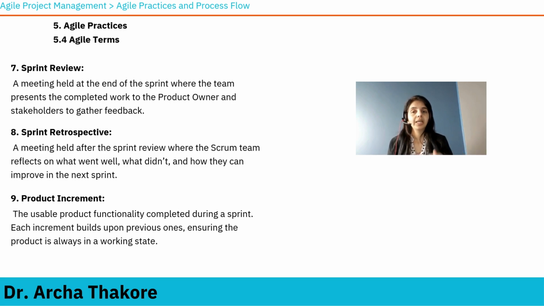All right. Then comes the retrospective. Based on whatever happened during the sprint and the sprint review, a retrospective is held. Retrospective is a meeting which is done after the sprint review, where the scrum team reflects on what went well, what we did good, what didn't go well, what were the problems, and how they can improve in the next sprint. That is your retrospective, which is looking back at your work to course correct, to do better in the next sprint.